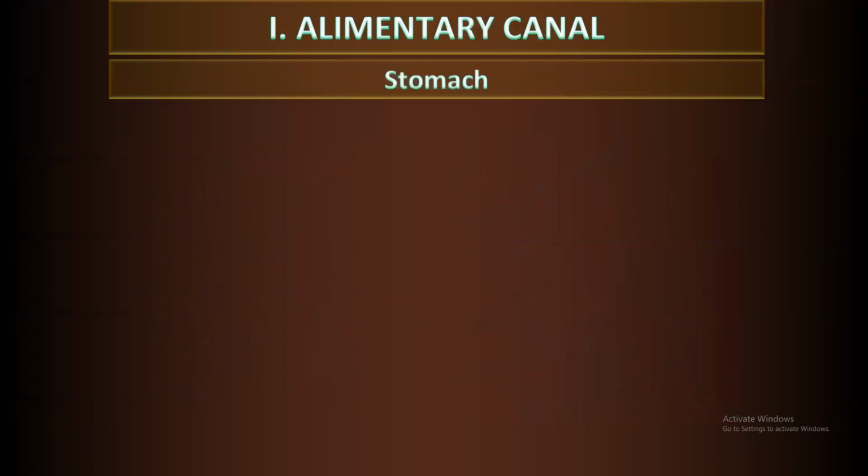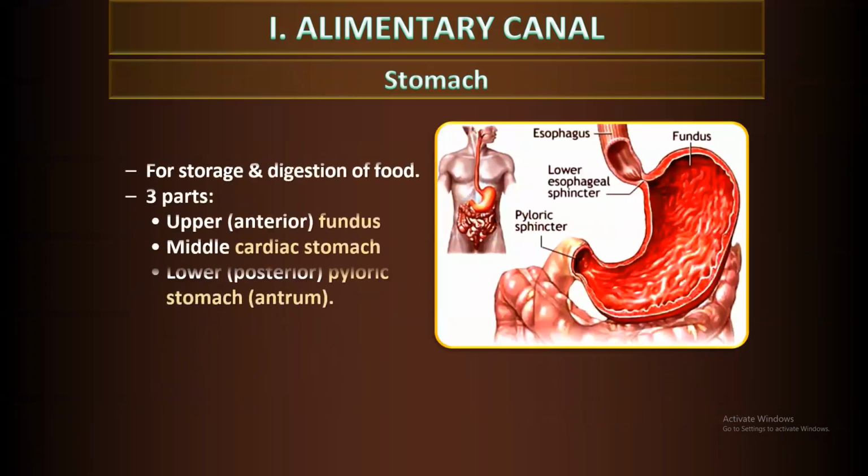It is followed by the wider part of our alimentary canal, the stomach. The stomach is used to store food material and digest food material. The stomach consists of three parts: upper stomach, middle stomach, and lower stomach. The upper stomach is called the anterior stomach, commonly called the fundus.